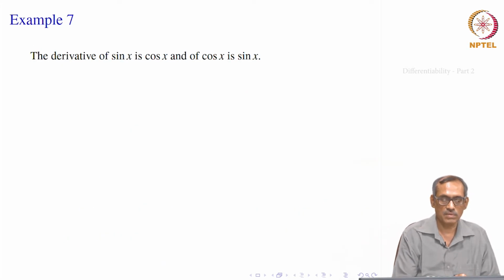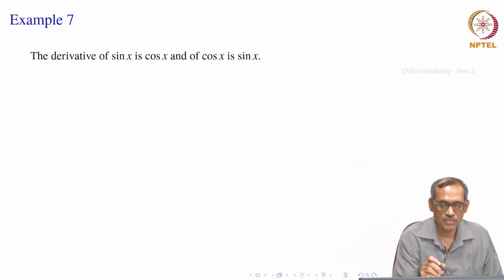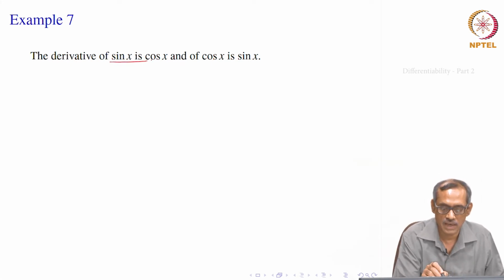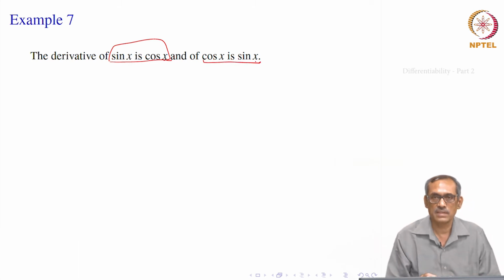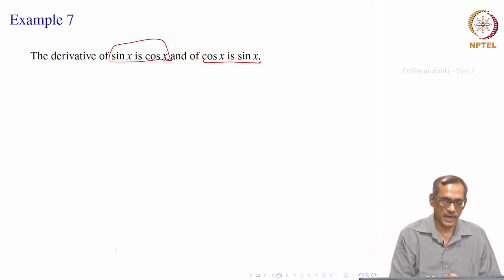Fine. So, let us go to another problem. We want to find the derivatives of sin x and cos x if they exist. And here it is claimed that the derivative of sin x is really cos x and the derivative of cos x is minus sin x. We want to verify it.